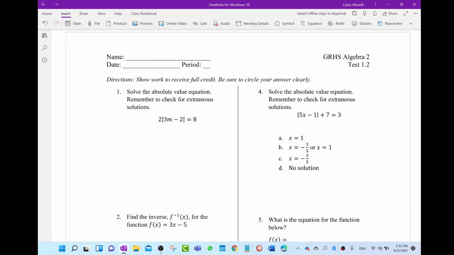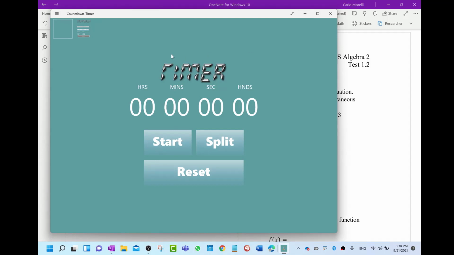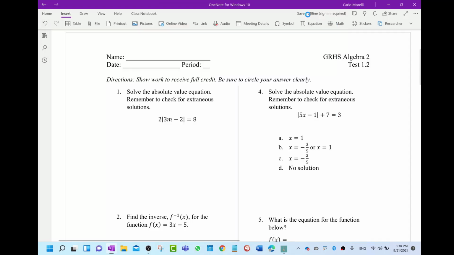All right, students, so we're going to keep ourselves to time here, and you have 50 minutes to take this test, so let's jump over to a timer and start it. Okay, so here we go. 3, 2, 1, start.